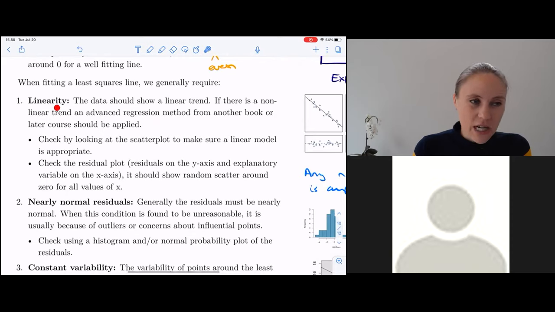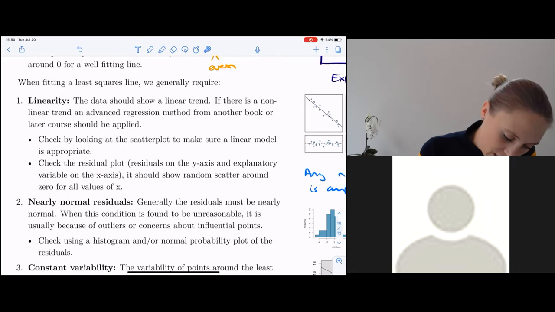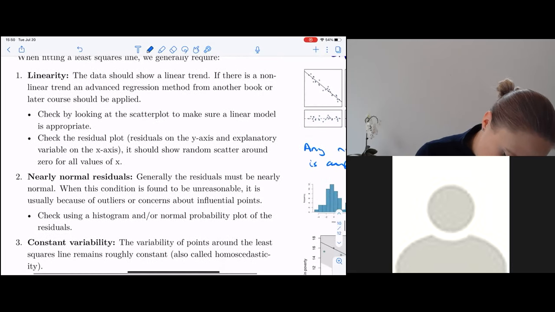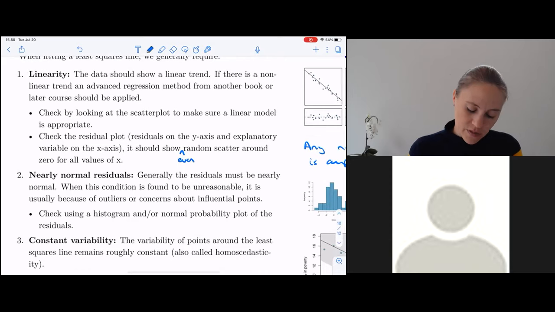So how do we check linearity? You can check it by looking at the scatter plot, right? Does it look like a linear model would be appropriate? Sure. Or check the residual plot. And I've just emphasized what a residual plot is. And it should show random scatter around zero for all values of X. Okay. And maybe I should add, should show even random scatter.